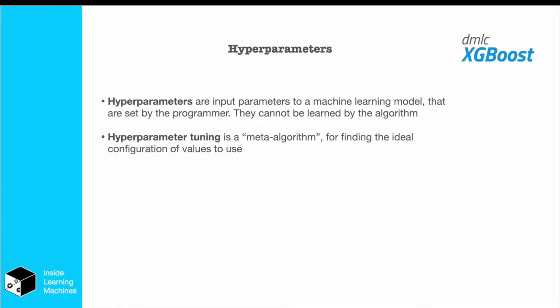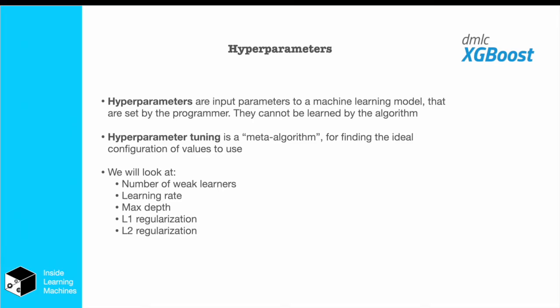Now, hyperparameter tuning is the act of coming up with a configuration of these hyperparameters that is most ideal for the problem at hand. Normally, you can think of a hyperparameter tuning algorithm as a meta-algorithm. It's an algorithm on top of our machine learning model that tries to find the ideal set of hyperparameters for the problem that we are working on.